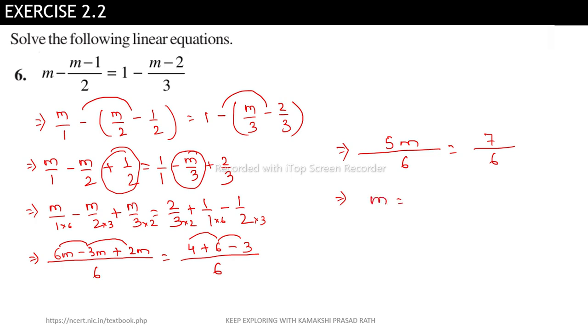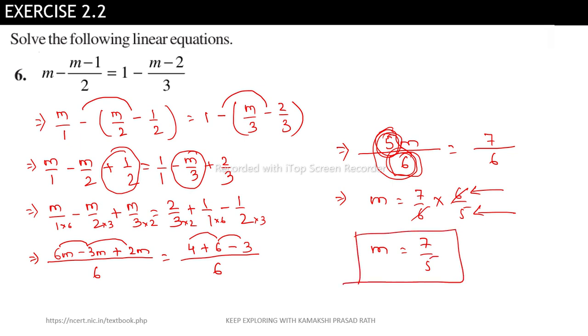The same concept: 5 by 6, we'll take it as a fraction. 5 by 6 is multiplied on the left side, so we will multiply the reciprocal of 5 by 6, that becomes 6 by 5. This concept is nothing but, here 6 is divided so 6 is multiplied, 5 is multiplied so 5 is divided when it goes to the other side. So here we will cancel 6 and 6, and m is equal to 7 by 5. This is the solution for the given equation.